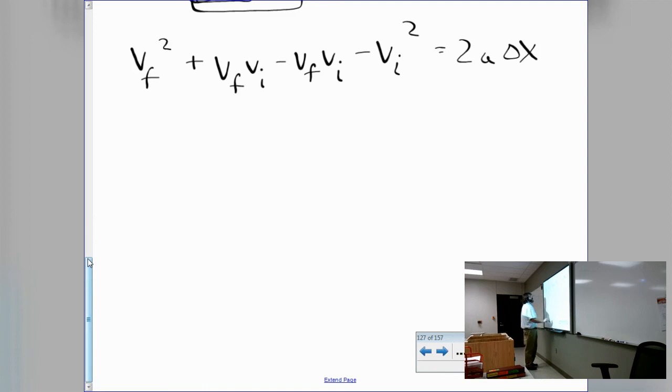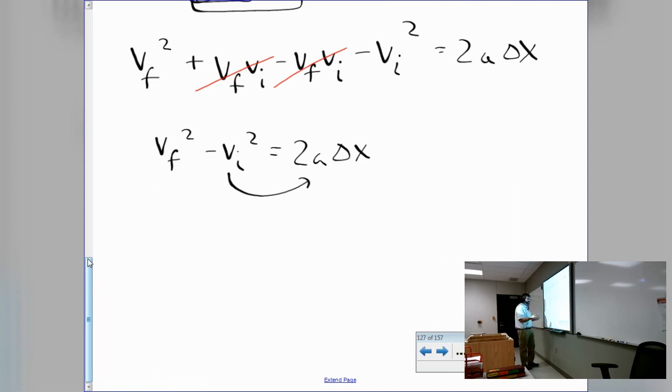Now we see here we have a positive VF VI and a negative VF VI. Those are going to cancel each other out. So now what we're left with is velocity final squared minus velocity initial squared equals 2a delta x. And the last step is I just need to add velocity initial squared to the other side, because what I'm really trying to show in this equation is my final velocity. So velocity final squared equals velocity initial squared plus 2a delta x, 2a times our change in displacement.